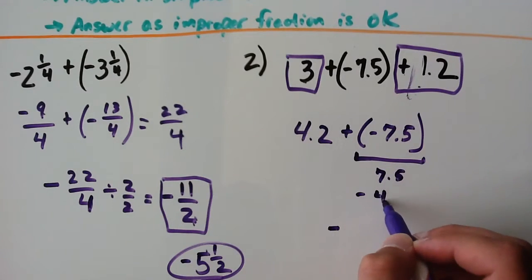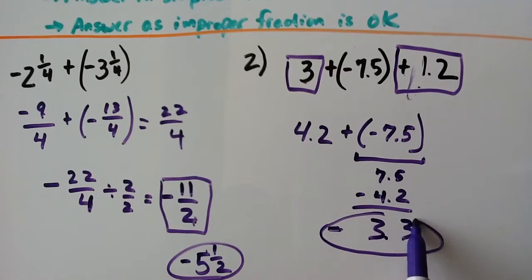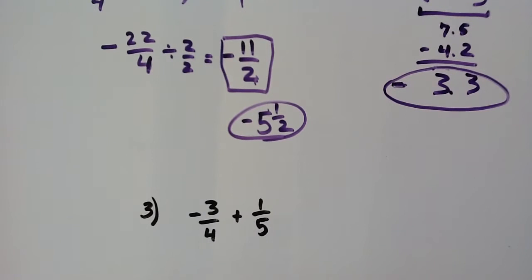7.5 minus 4.2. Do you see how I line the decimals up? The decimal comes straight down into my answer. 5 minus 2 is 3. 7 minus 4 is 3. So my sum is negative 3.3. Negative 3 3/10. Last example, number 3, I have -3/4 plus 1/5.